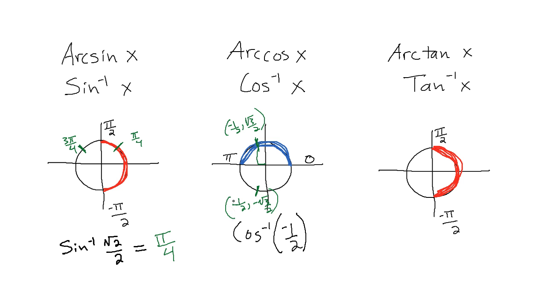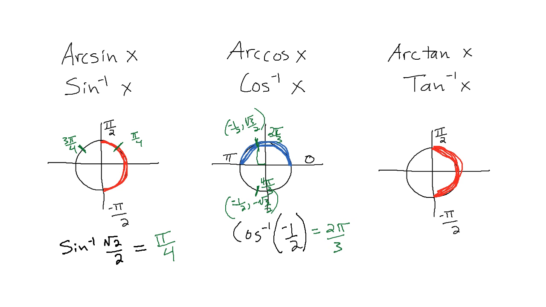So the cosine of both of these is negative 1/2, but the only one that's in the zone is the one up here, which is 2 pi over 3. So instead of using 4 pi over 3 down here, I would use 2 pi over 3.